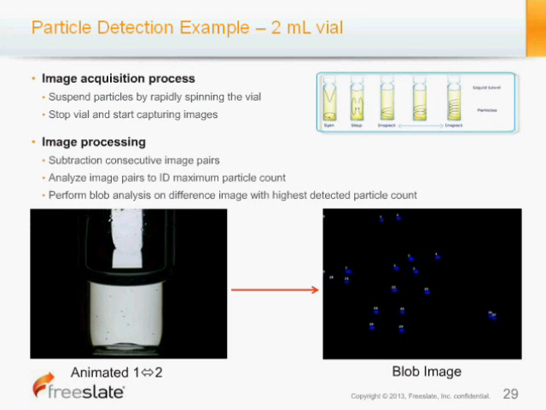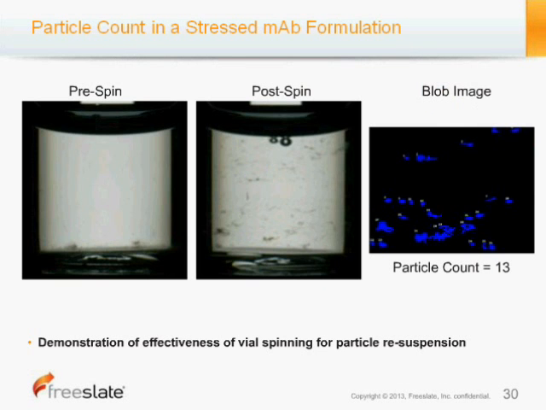So you can see the effectiveness of using spinning to suspend the protein particles that are in the solution. On this slide, on the left-hand side, you can see the vial before we spin it with the protein settled on the bottom. In the middle image, you can see the protein particles floating around after spinning. And on the far right-hand image, you can see the blob image where we counted that there were 13 particles present in that vial.